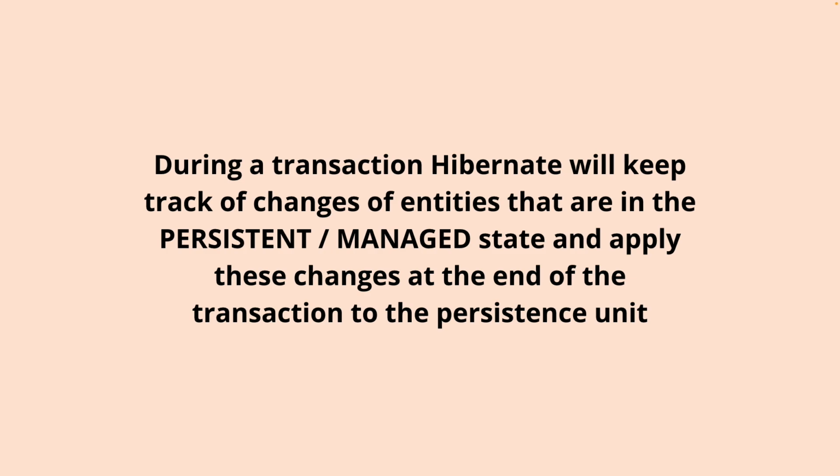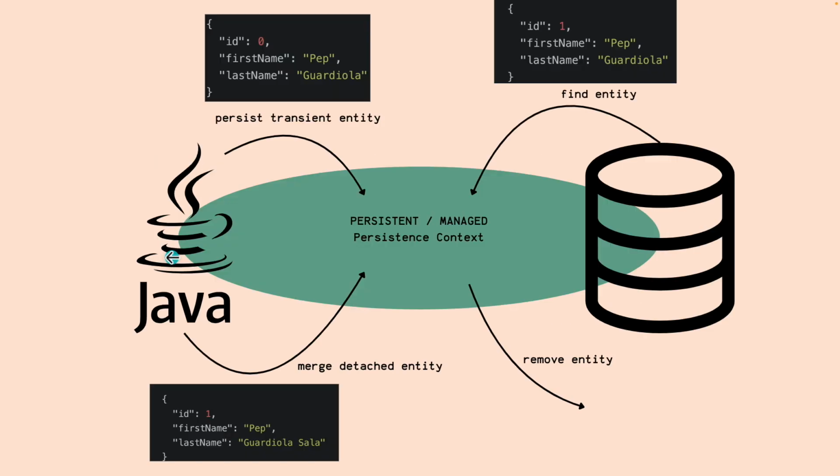entities that are in the persistent or managed state and apply these changes at the end of the transaction to the persistence unit. So if we write a new entity, we get the transient entity and persist it to the context. This will eventually, at the end of the transaction, result in a create, an insertion into the persistence unit. If we merge a detached entity, this will eventually result at the end of the transaction in an update. If we remove an entity from the persistence context, this will eventually end up in a delete statement. And this is what the persistence context does.